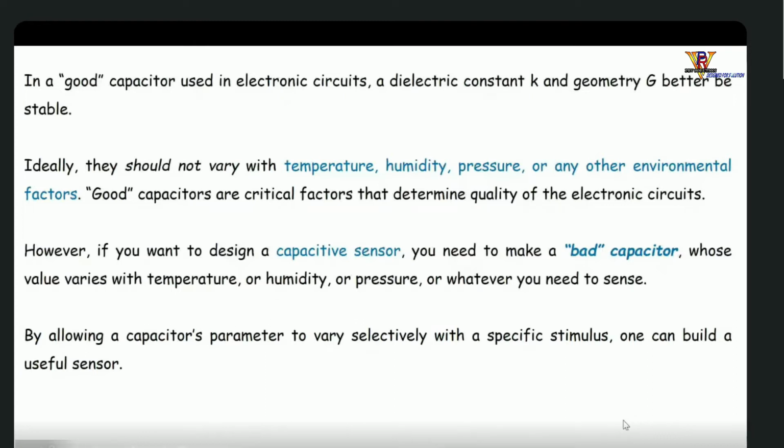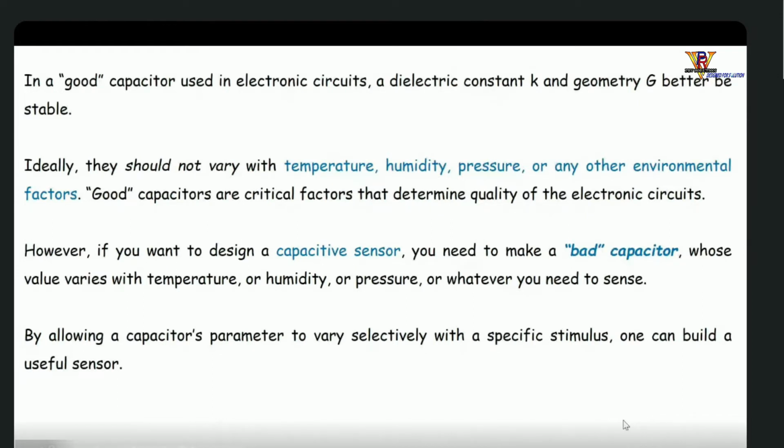So good capacitors are critical factors that determine the quality of electronic circuits. When capacitors are used in electronic circuits, how stable the circuit is and how perfect a response it gives depends on the quality of the capacitor. So what are the qualities? Its geometry and the dielectric constant between the plates of the capacitor must be stable, meaning they should not depend on temperature, humidity, pressure, environmental factors, or frequency.